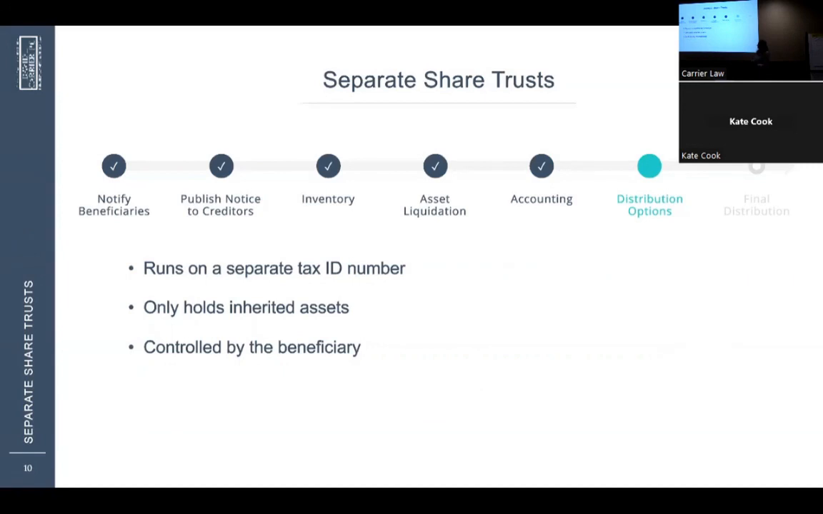Your other option for receiving your inheritance would be outright and free from a trust, and that would look like the trustee simply writing you a check made out to you in your name and handing that to you at the end of the trust administration process.